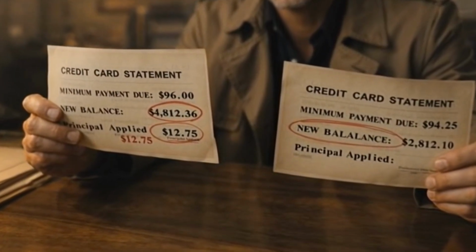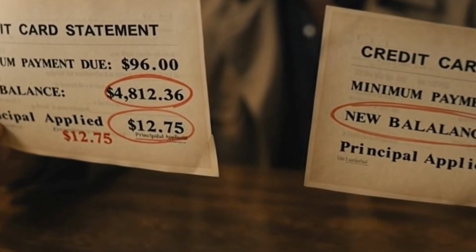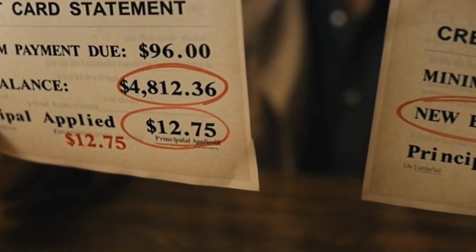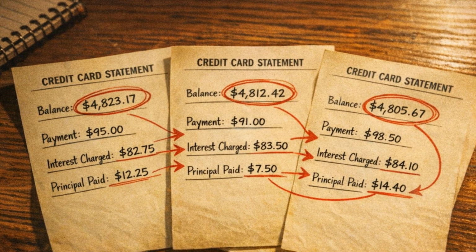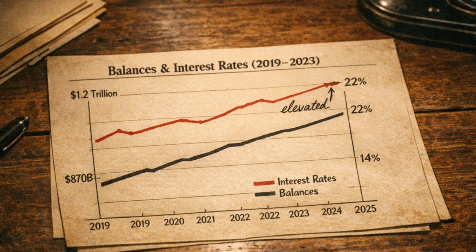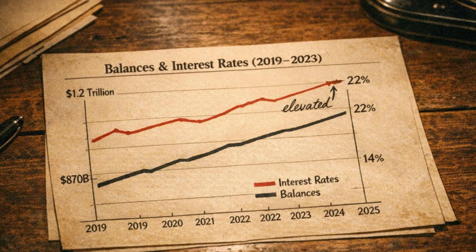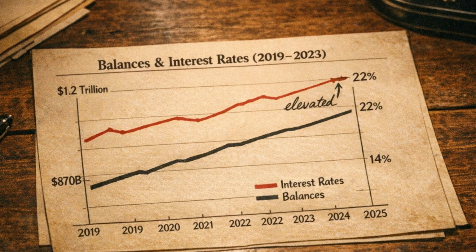Across millions of accounts, the same structure produces the same result. Payments continue, balances persist. Minimum payments are rising. At the same time, total credit card balances are reaching record highs. Interest rates remain elevated. The system is active, but the balances are not resolving.